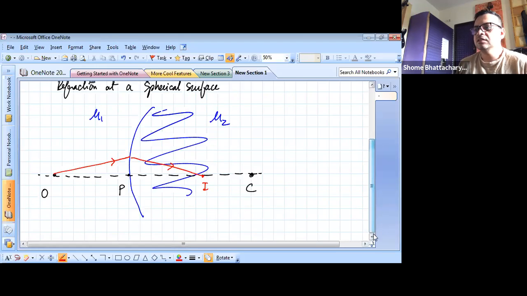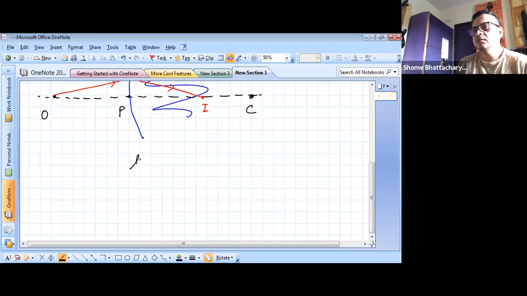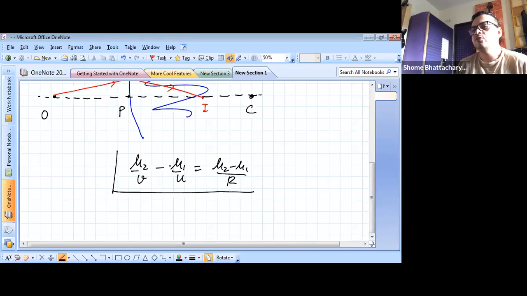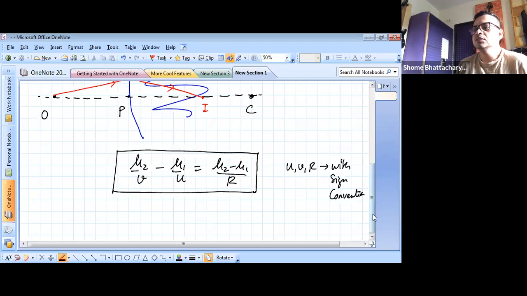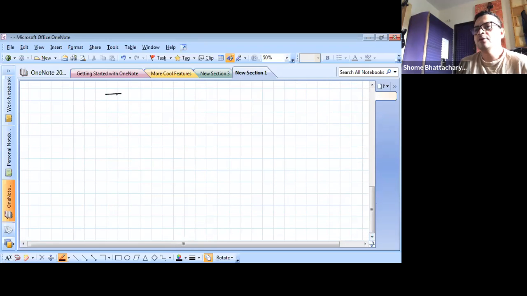This situation gives us the formula mu2 by v minus mu1 by u is equal to (mu2 minus mu1) by r. This was the basic formula derived from Snell's law, using the fact that mu1 sine theta 1 is equal to mu2 sine theta 2. Here, of course, u, v and r were substituted with sign convention. Then we saw the application of this for thin lenses, back to back twice.